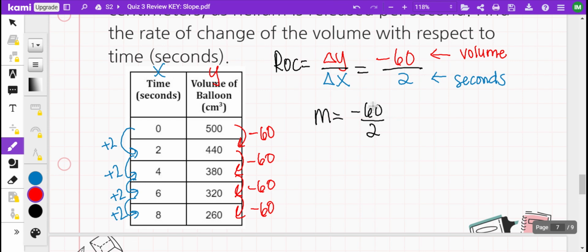Yeah, we can do it that way. 2 divides 60, how many times? Well, when we divide them, we get negative 30. And so what this tells me, don't forget negative 30, that's the same thing as negative 30 over 1.